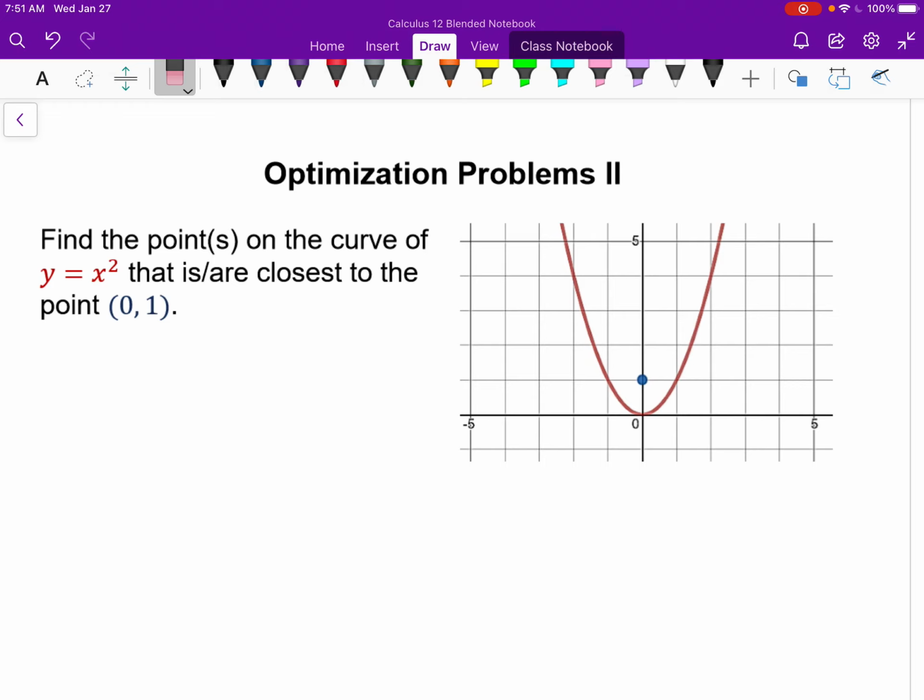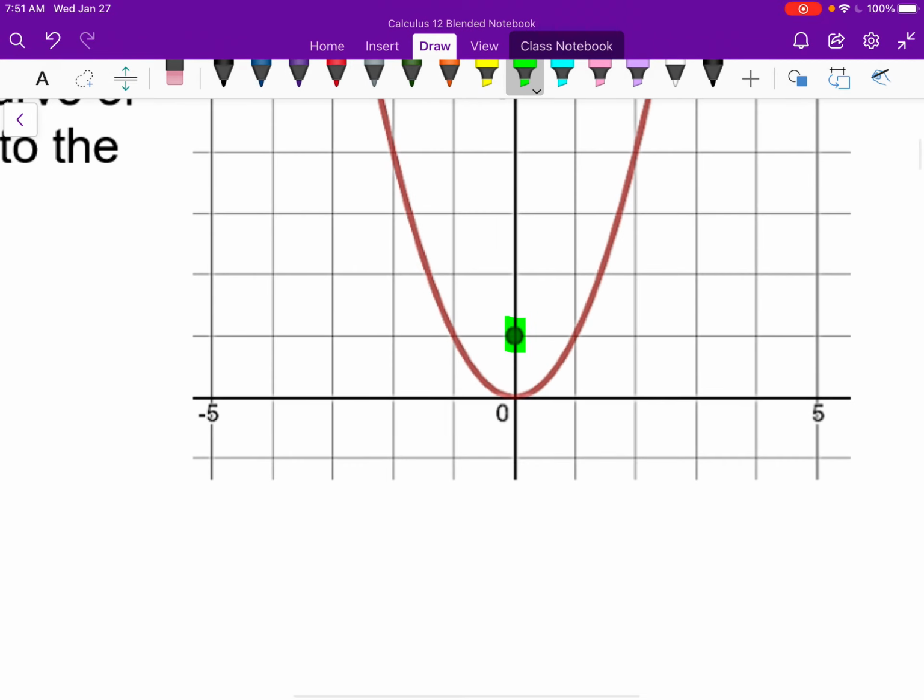And so the first one is I have a parabola, y equals x squared, and I have this point at 0, 1, right there. I want to find the point or points on the curve that are closest to this point 0, 1. So for example, that point there that I've just highlighted in blue is not the closest point to 0, 1, because I can tell that definitely this point is closer. But where is the closest point, or points? This is a symmetrical shape, so maybe there's more than one.